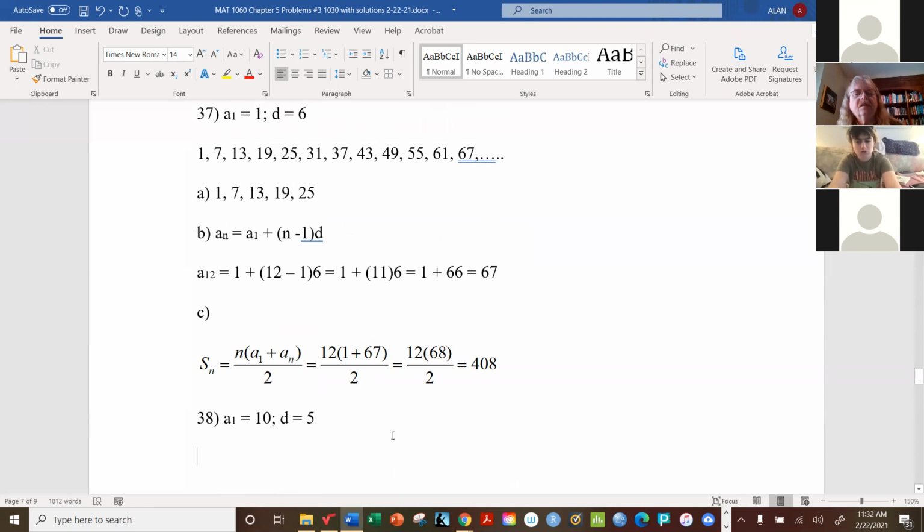Now, how about this one? Now, 38 is a little bit more straightforward because a common difference is 5, and that's always easy to deal with. There's just something about 5s and 10s. They're so nice, aren't they?